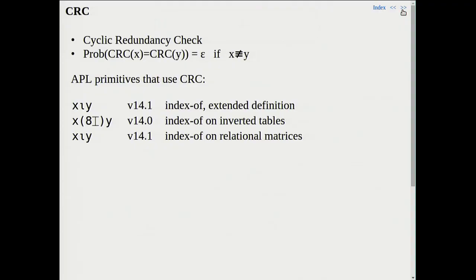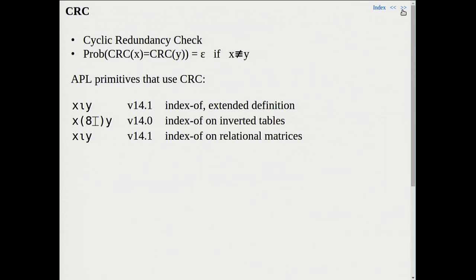The next implementation technique is CRC hashing. CRC stands for cyclic redundancy check. It's a checksum on a stream of Boolean data. Mathematically, it's the remainder of division by a prime polynomial. Okay, so there we use the 32-bit CRC.